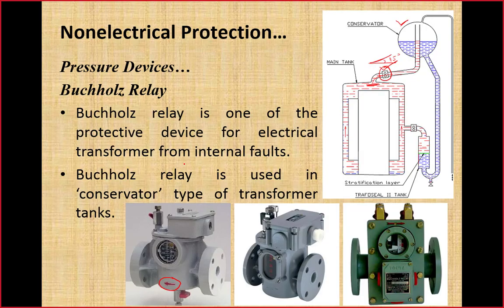Now look at this diagram. The see-through glass in these buccal relays is used to have a visual inspection of those accumulated gases, because based upon the color of those gases it can be decided whether the gas has been produced due to decomposition of paper insulation, cloth insulation, oil, or the wood insulation within the transformer tank, because decomposition of these insulations will result in different color gases. So this is the first thing. That's why we use the see-through glass.